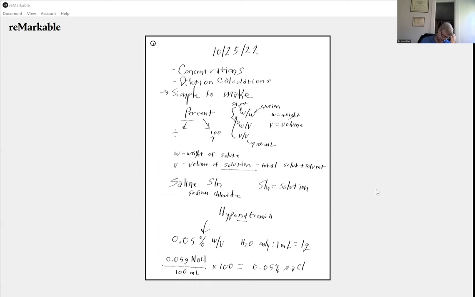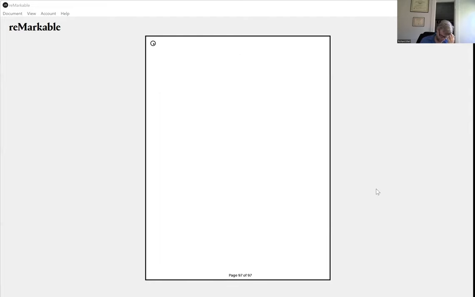Let's talk real quick about dilutions. Sometimes we talk about stock solutions. All right. A stock solution is always higher concentration than you want. It's always higher concentration than you want.